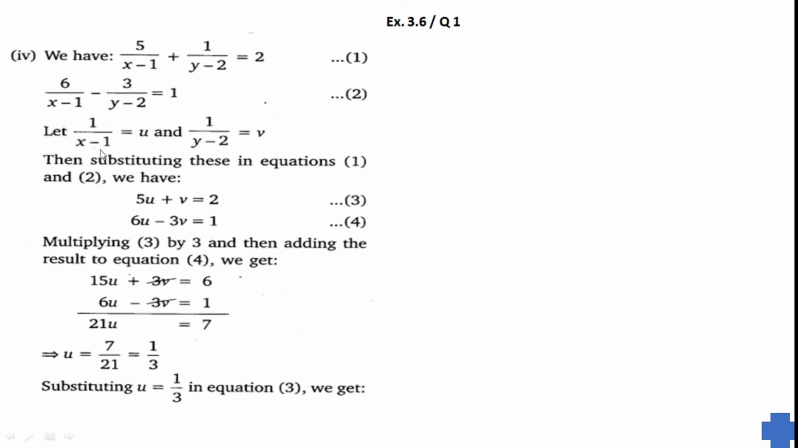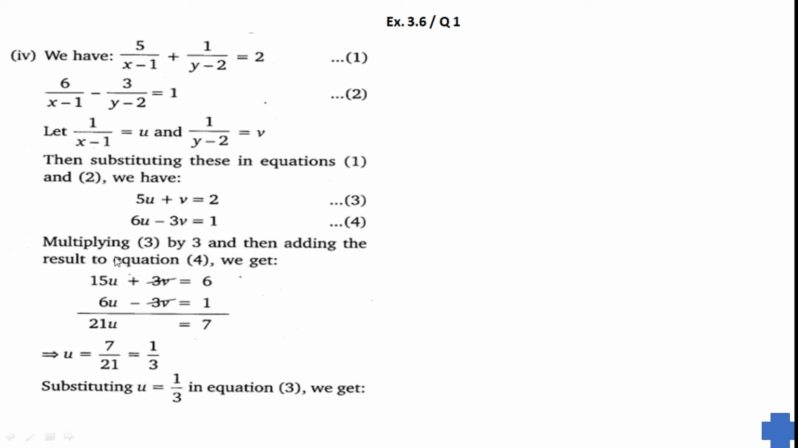So 1 upon x minus 1 is equal to u. And in the second term, 1 upon y minus 2 is equal to v. It is important to note here that the same kind of binomial will be given in both the equations that are given in the pair. So we make an assumption there. This becomes 5u, this becomes v, this becomes 6u, this becomes 3v, minus 3v. So we can solve them using any of the methods.